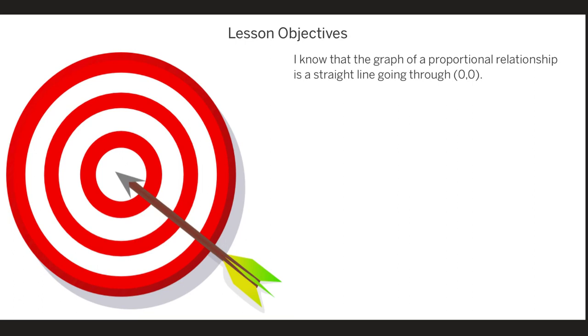This video is going to go over the Desmos lesson 7.2.10. So it's section 10 in chapter 2. The lesson objective of this is to know the graph of a proportional relationship is represented as a straight line that is going through the origin, 0, 0.